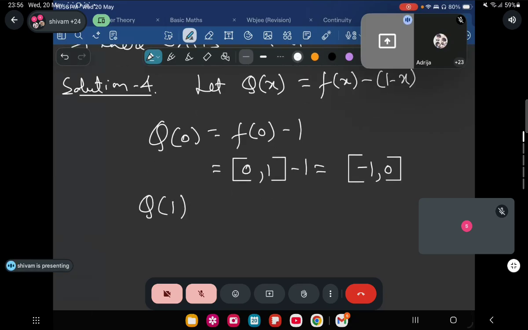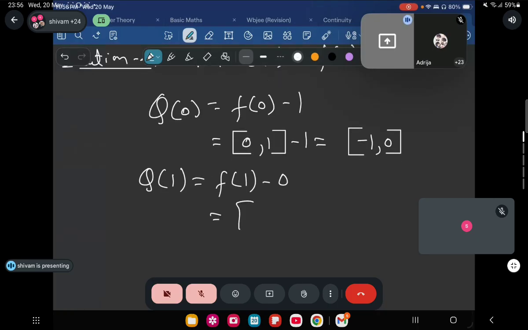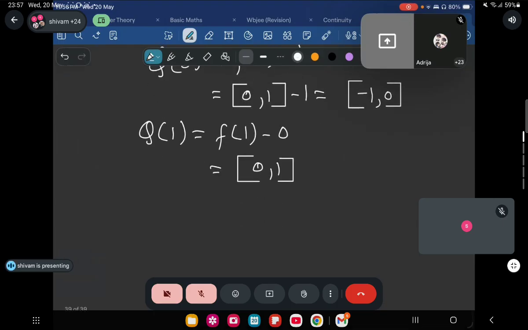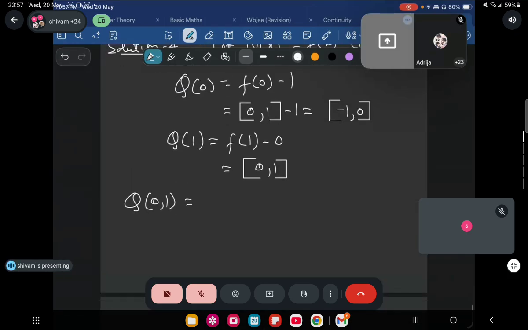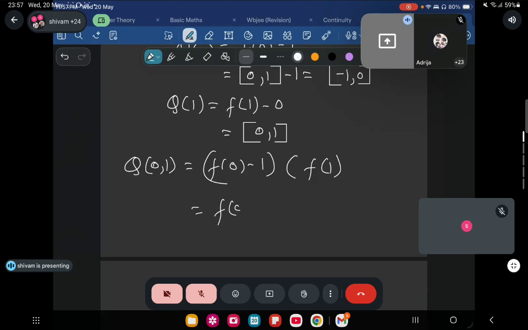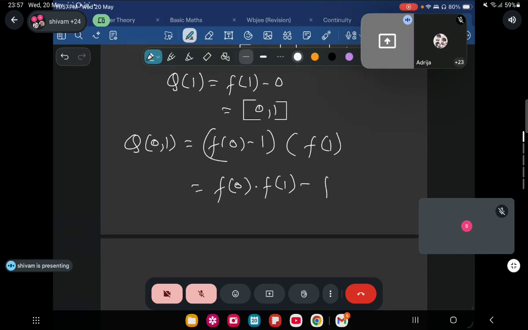Next, what is q of 1? Q of 1 equal to f of 1 minus 0. Now, what is f of 1? F of 1 will lie between 0 and 1 only. Let us multiply q of 0 into q of 1. This will give us f of 0 minus 1 multiplied by f of 1.